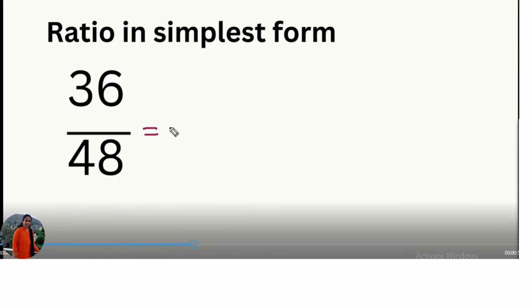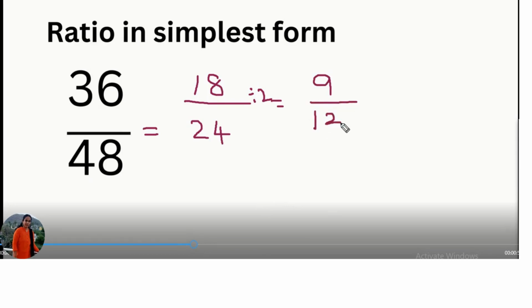So we can take the least divisor 2. If I divide it by 2, 1 2s are 2, balance will be 1, 8. 8 2s are 16, divided by 2: 2 2s are 4, 4 2s are 8. So again this has the common divisor 2. So again I divide by 2. 9 2s are 18, divided by 2: 1 2s are 2, 2 2s are 4.